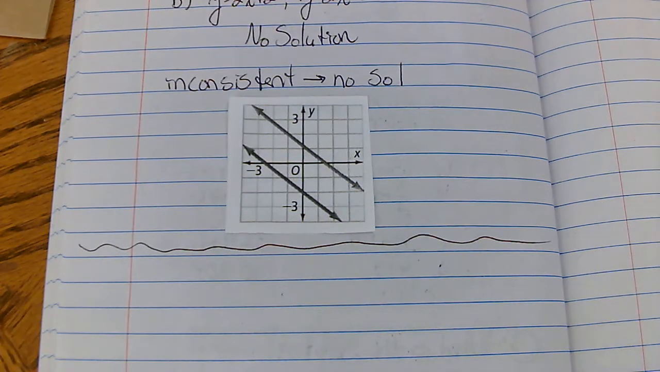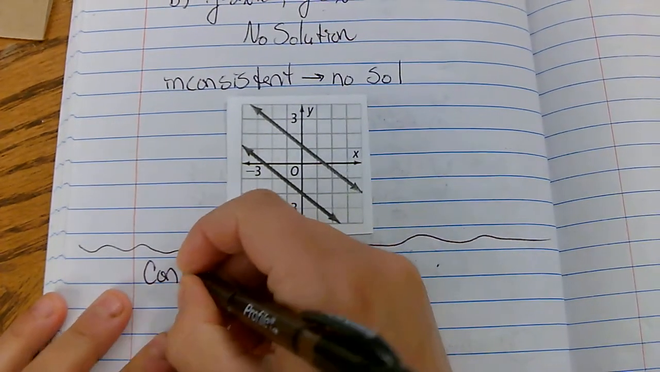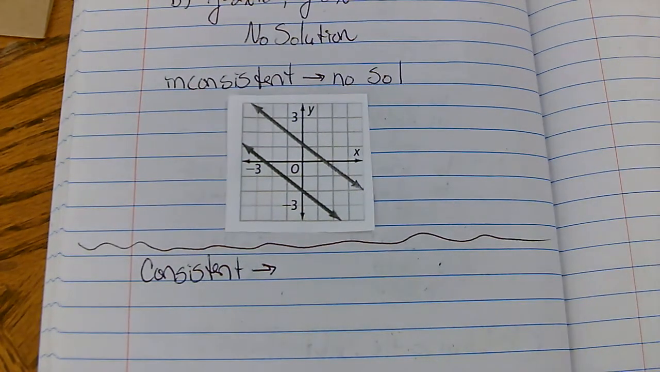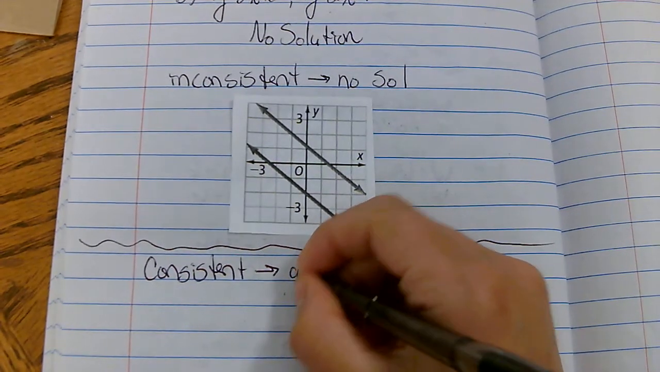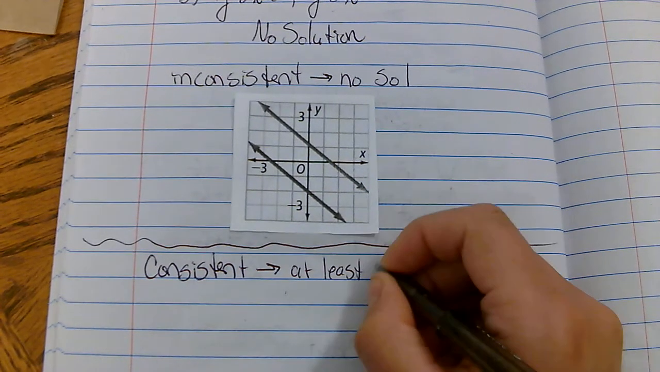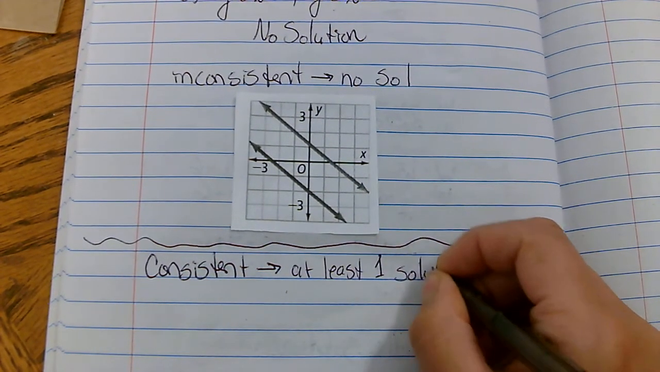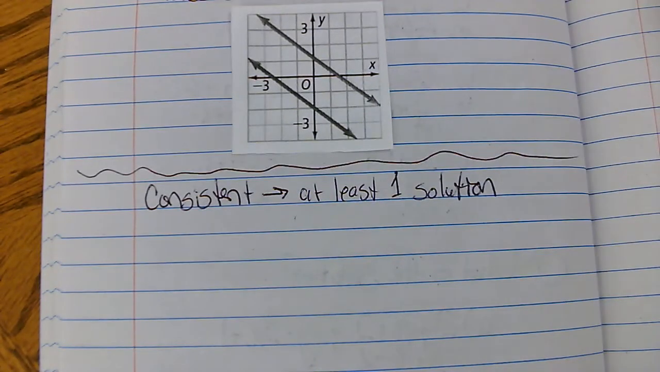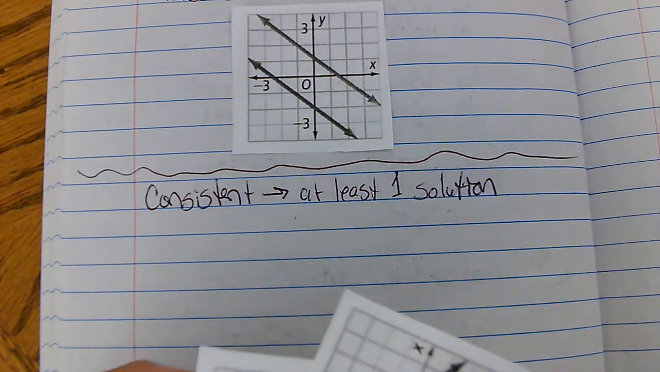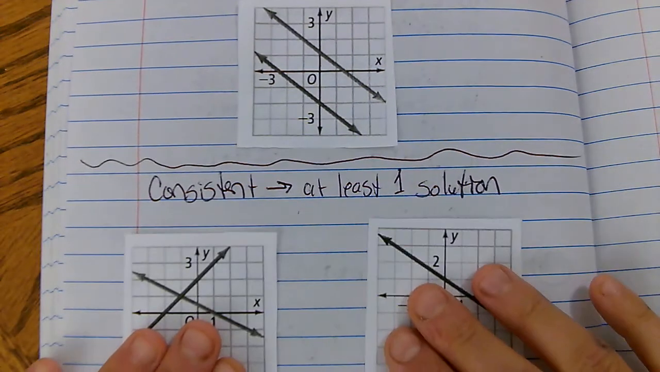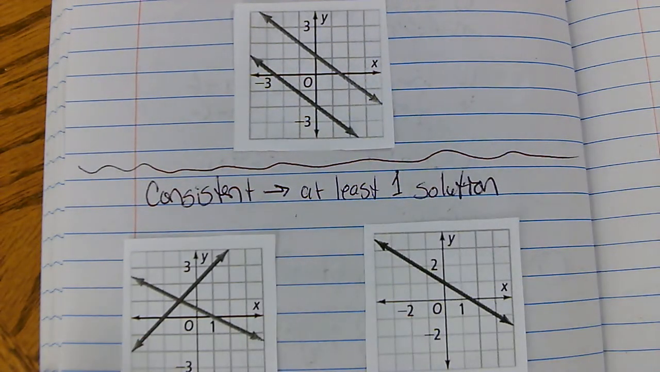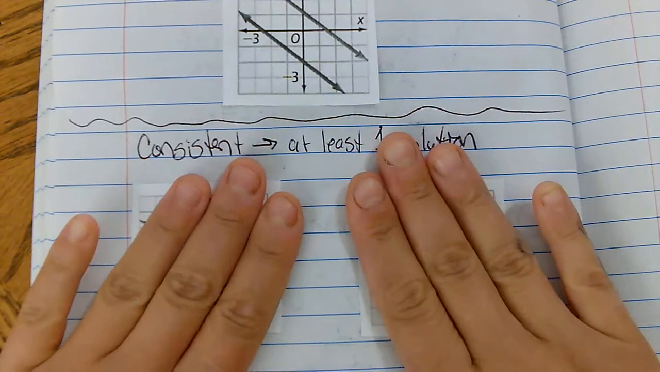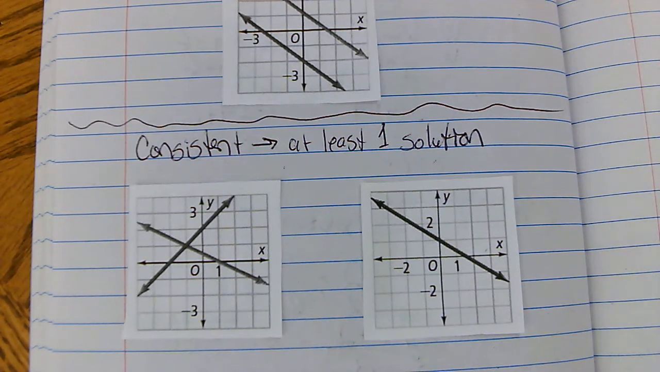Now, you can also have, and I'm just going to put a divider line, graphs that are consistent. That means there is at least one solution. Okay? So you should have two more cutouts. These should be the last ones. They should be these two. So go ahead and glue those in. Okay. So these two graphs have at least one solution.